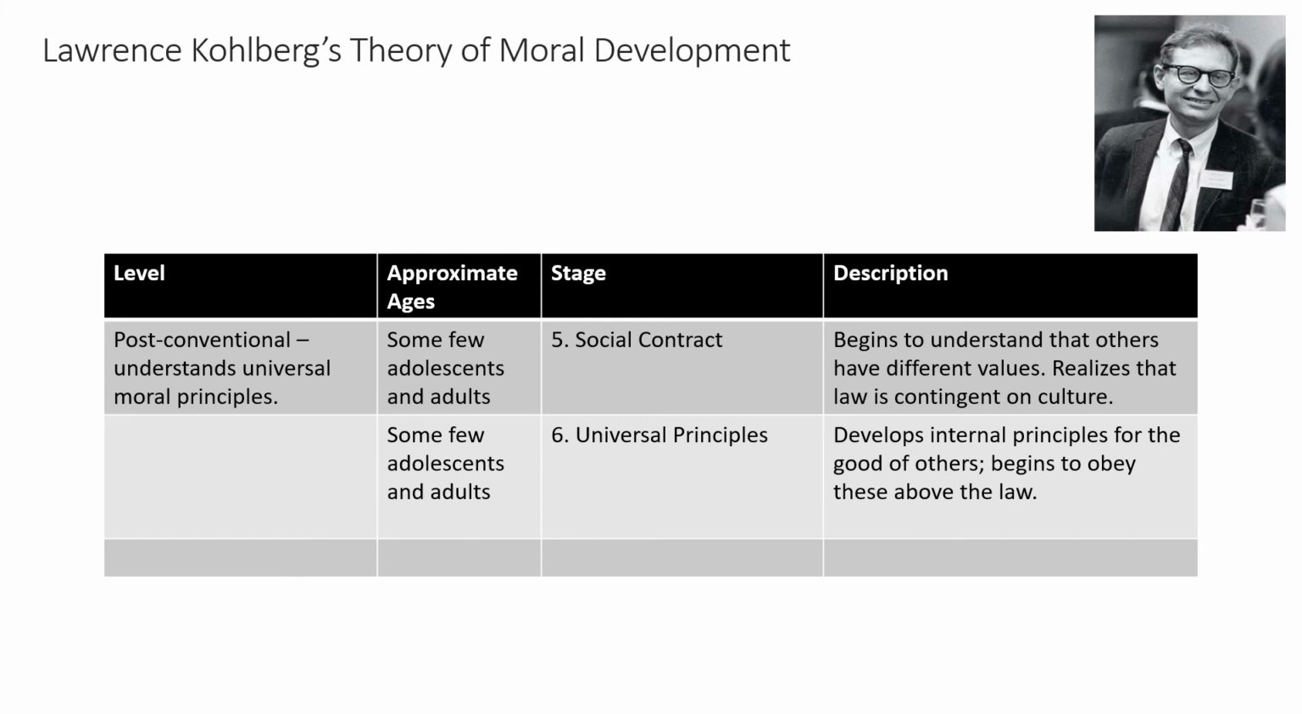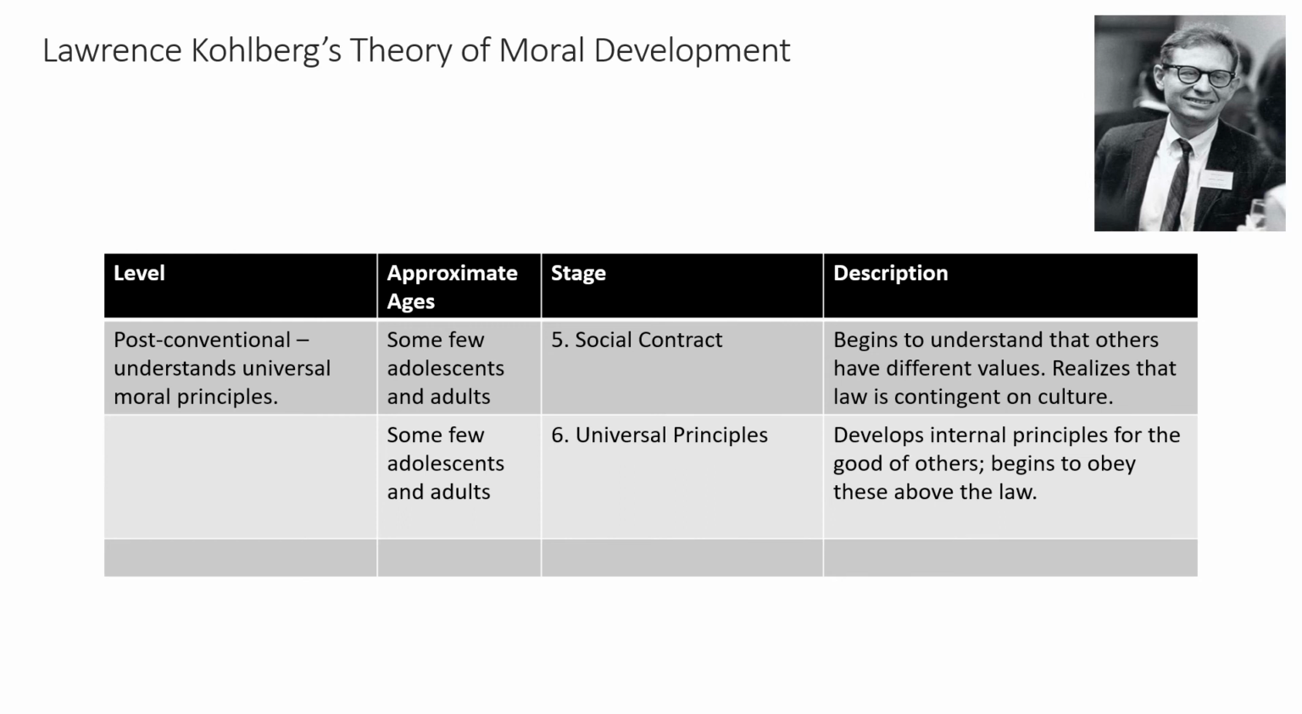The first of those stages, the 5th stage, is called social contracts. And this is where individuals begin to understand that others have different values. And they realize that law is contingent on culture. So whereas in stage 4, an individual might believe all laws are just and good and they should be followed, an individual in stage 5 might start to question some laws in terms of what's the good, what's the universal principle that it is upholding or not upholding.